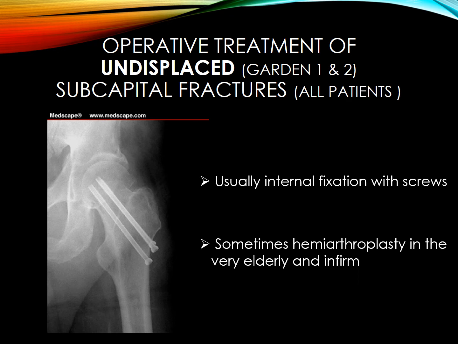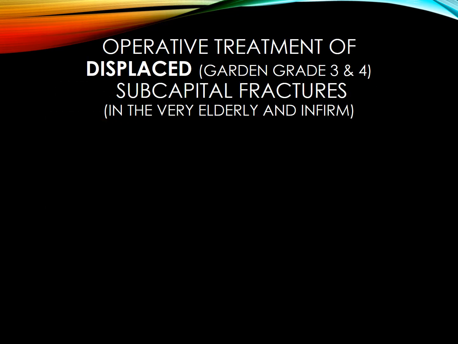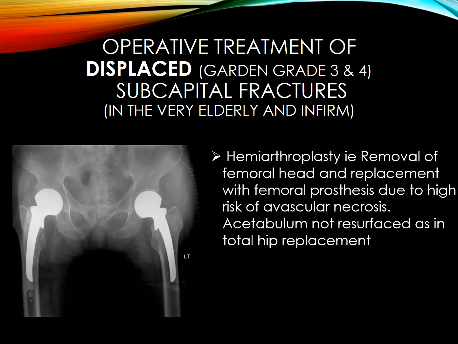But for the purposes of this talk and for the purposes of exams, if it's a subcapital fracture, if it's undisplaced, then you can fix it with two screws, or sometimes a dynamic hip screw and a plate. But you will often find surgeons just going straight for a hemiarthroplasty. If, however, it is a displaced subcapital fracture, then we would go for a hemiarthroplasty, which as I said is basically removal of the femoral head and replacement with a femoral prosthesis, as you can see here on this slide and this X-ray. And this is because of the high risk of avascular necrosis.